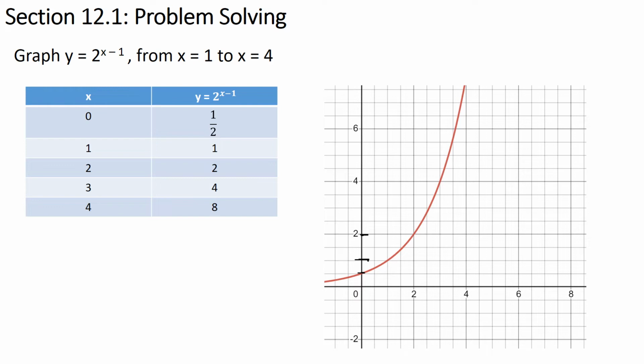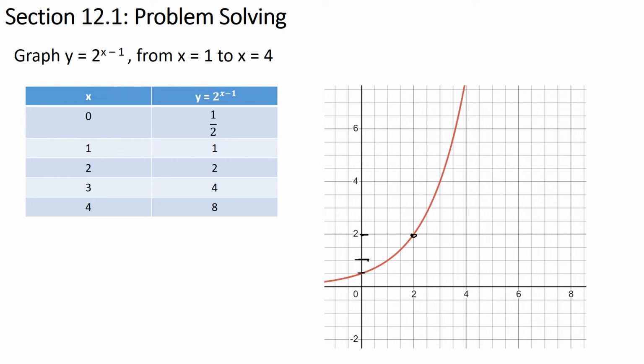When I put 1 in there, 2 to the x minus 1, 1 minus 1 is 0, and anything to the 0 power is 1. When I put in 2, 2 minus 1 is 1, and 2 to the 1 is 2. And 2 here is right here.